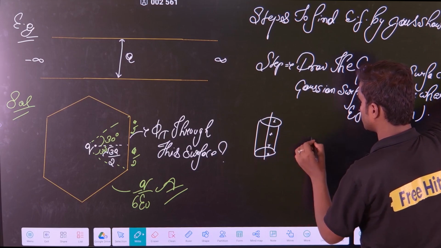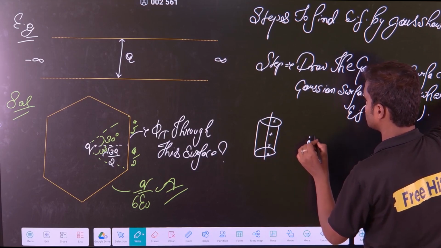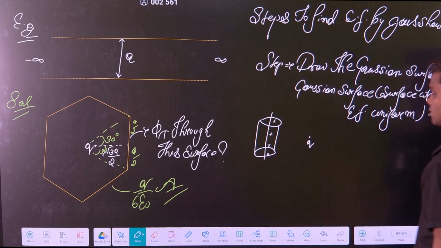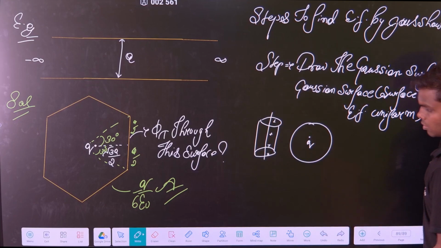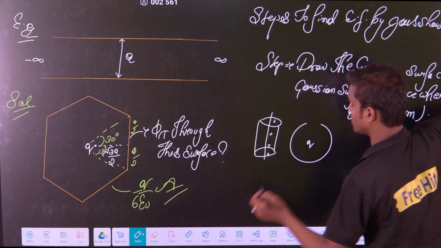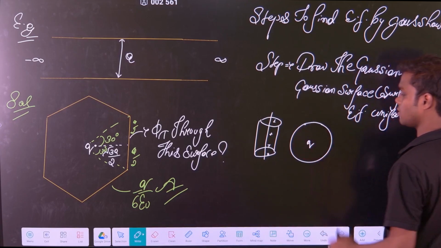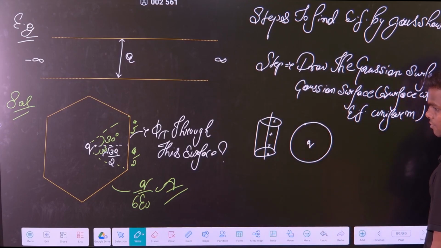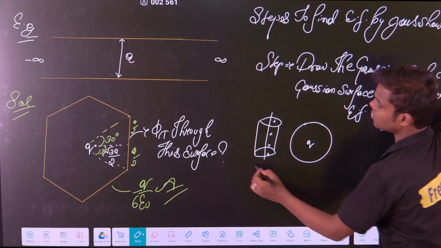Similarly, if there is a point charge q, what is the Gaussian surface? It will be a sphere. Correct? Sorry, yes, it will be a sphere like that. Clear? So this is how you have to draw the Gaussian surface.